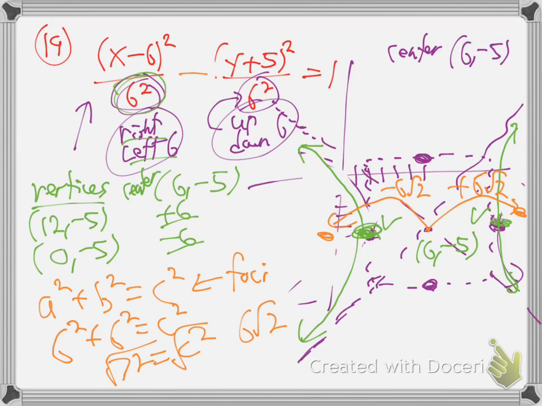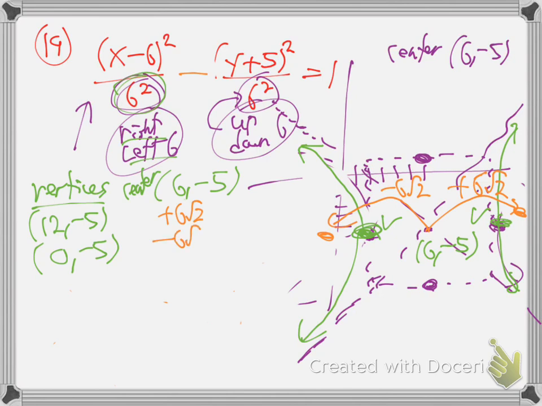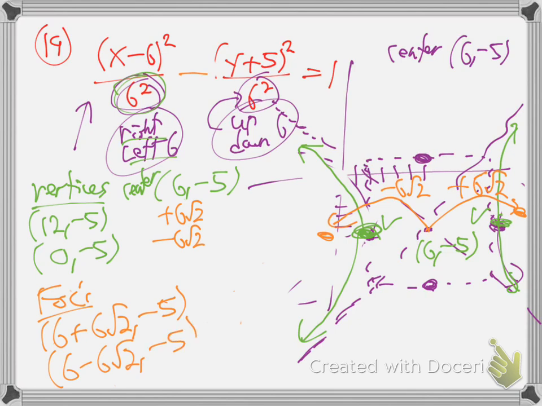Good there. So let's go back, if I can erase this and find that then. Left and right 6 root 2 from the center. So I take that center now and I add 6 root 2 and subtract 6 root 2. So the foci points are what? 6 plus 6 root 2, negative 5, and 6 minus 6 root 2, negative 5. So we got the two foci.